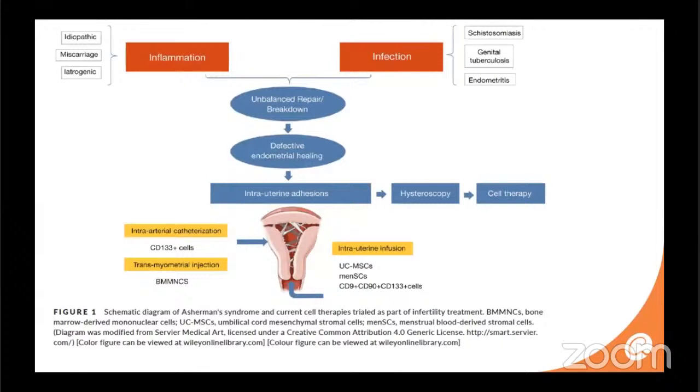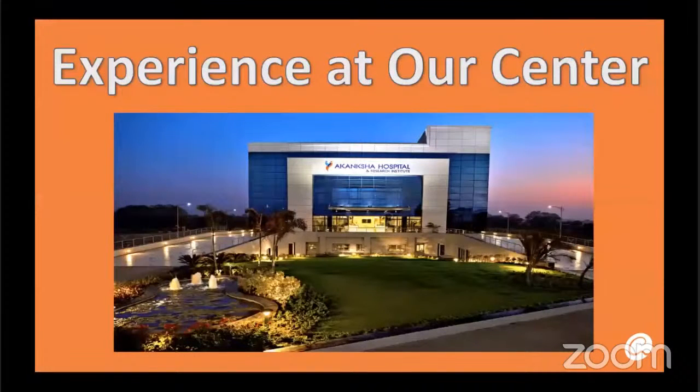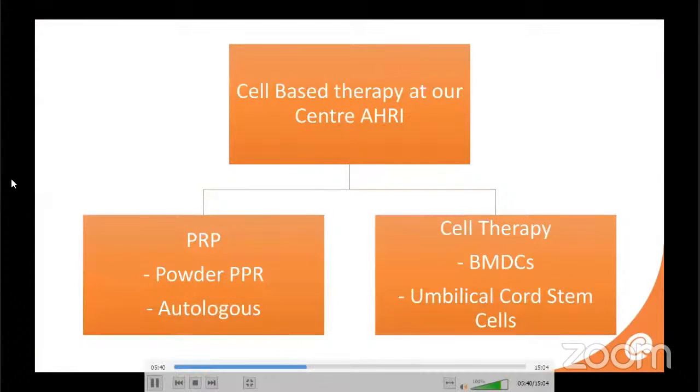In cell therapy, they did an intra-arterial catheterization and injected CD133 cells through that. Also, a subendometrial or transmyometrial injection of bone marrow-derived mononuclear cells was done, and an intrauterine infusion of mesenchymal stem cells was done. What is the experience at our center?